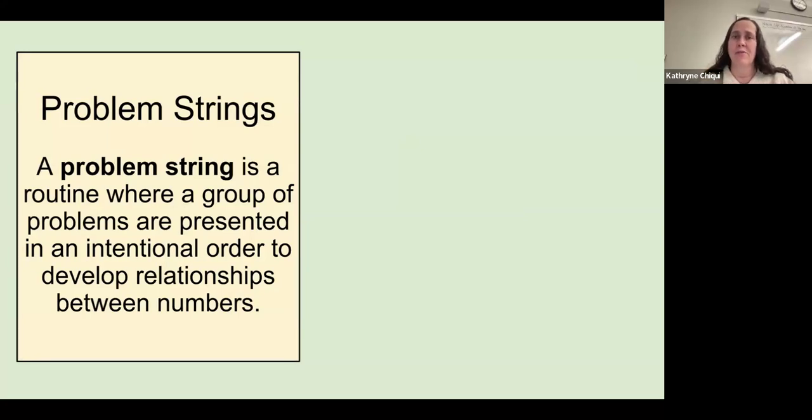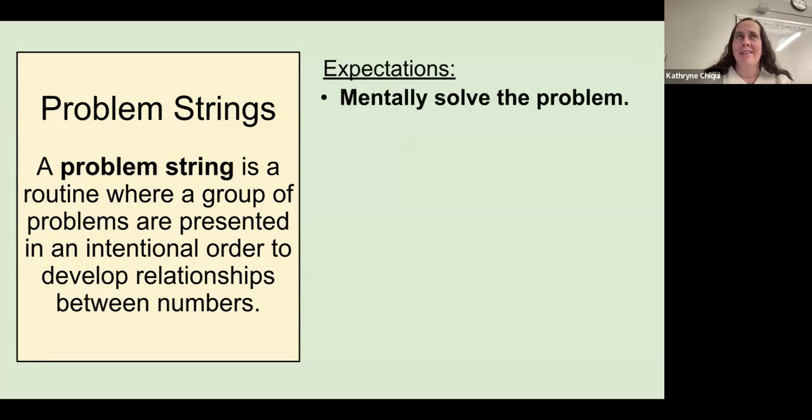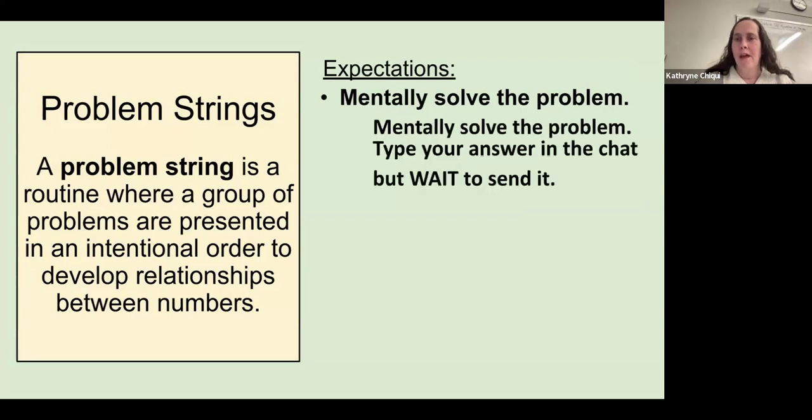And so as part of this routine, I usually have my own students. I tell them I'm wanting you to mentally solve the problem. And then when you are ready, I want you to type your answer in the chat, but I want you to wait to send it. We're going to do a waterfall.